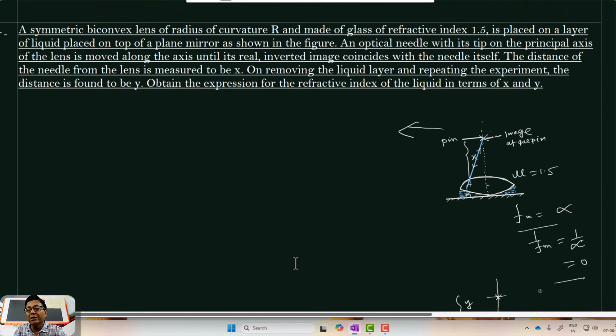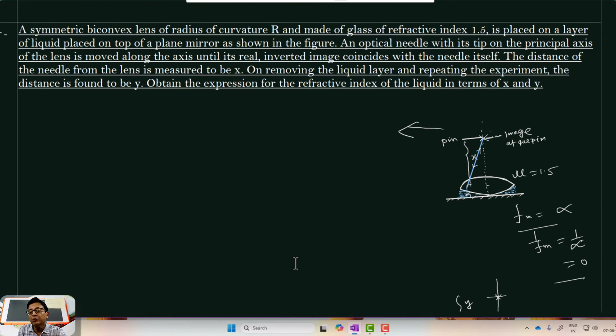Let's go back to the problem now. So in the first case, let us see what is known and what is unknown. I have taken this ray diagram here just to make you understand how the pin and its image, the needle and its image, coincide.